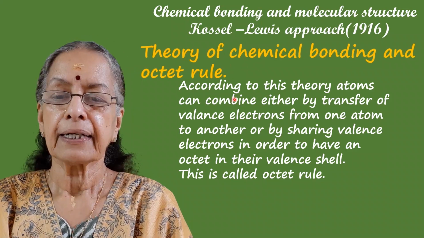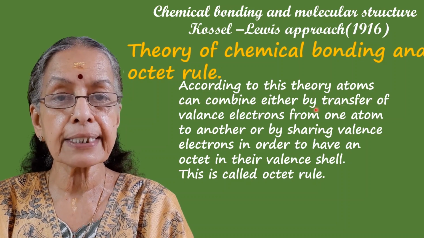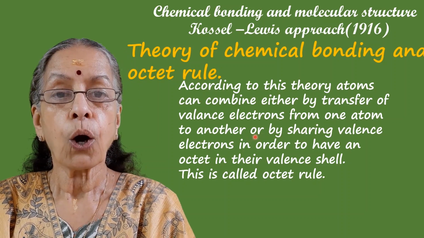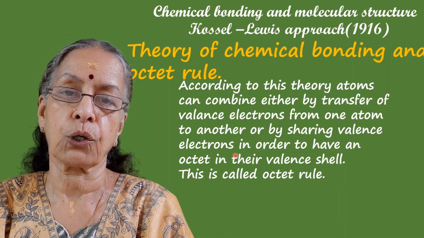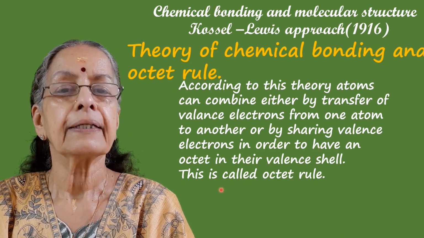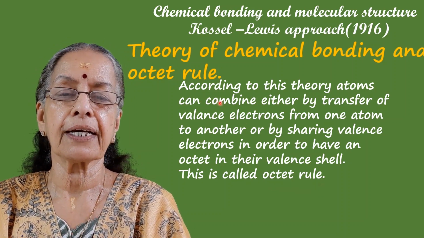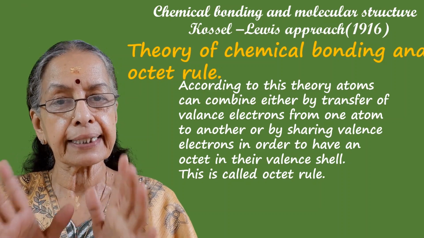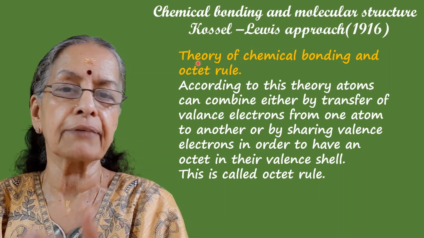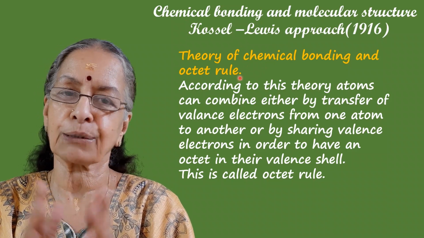So we will just see that according to this theory, atoms can combine either by transfer of valence electrons from one atom to another or by sharing valence electrons in order to have an octet in their valence shell. This is called the octet rule. So the statement of the theory and the octet rule are one and the same. If you learn this statement, you cannot use your own words. You have to give it in the words of the scientists. So, better follow the words that are given in the text for safety.